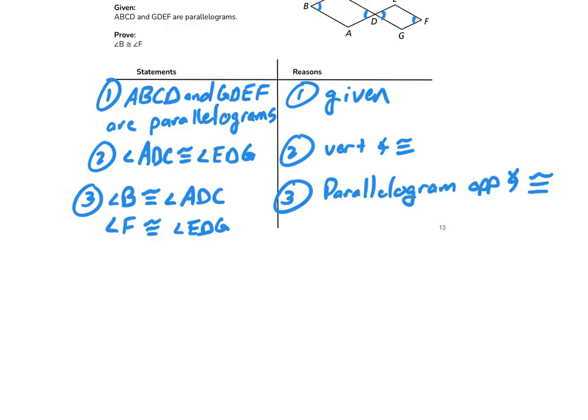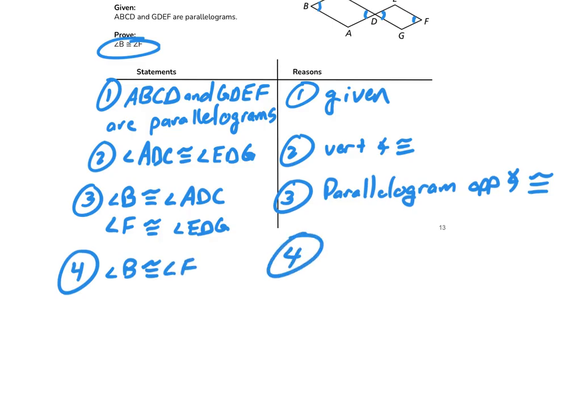And so my last step, we're trying to prove that B and F are congruent. What would be my reasoning for step 4? What do you think? Transitive property would be good. Okay, I would go with transitive property. What else could I use? Would be one other thing I could probably use here. Definition of congruency. Close, but not quite.